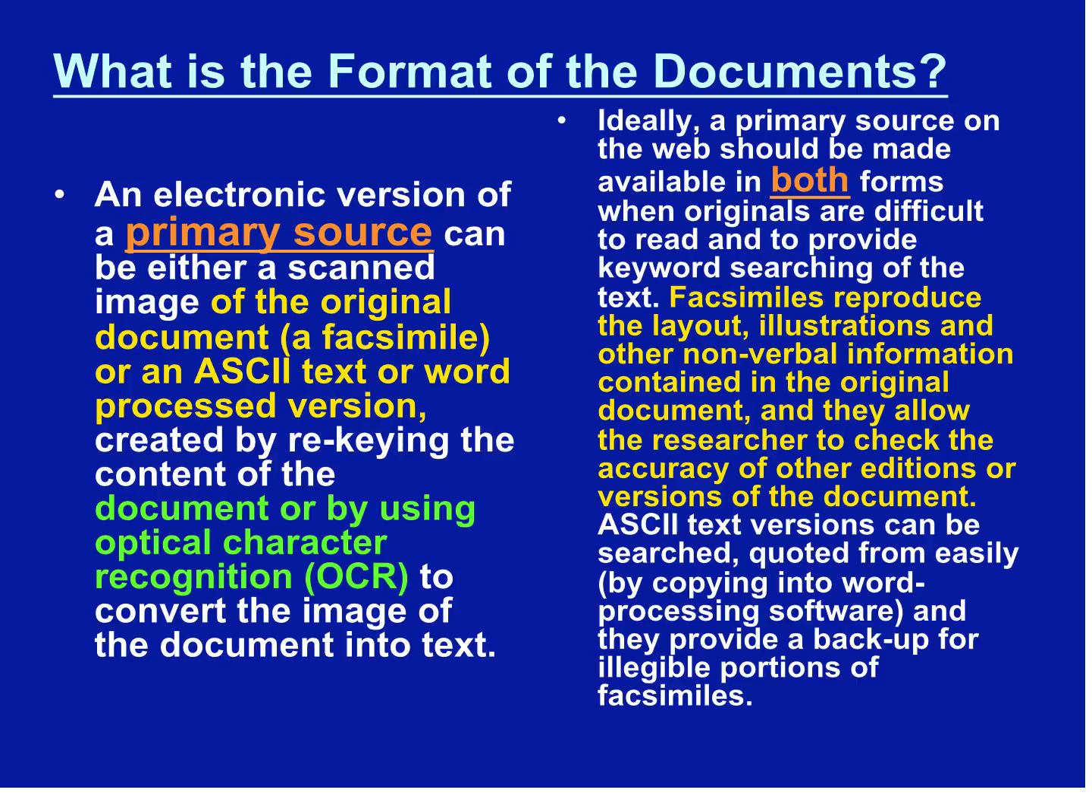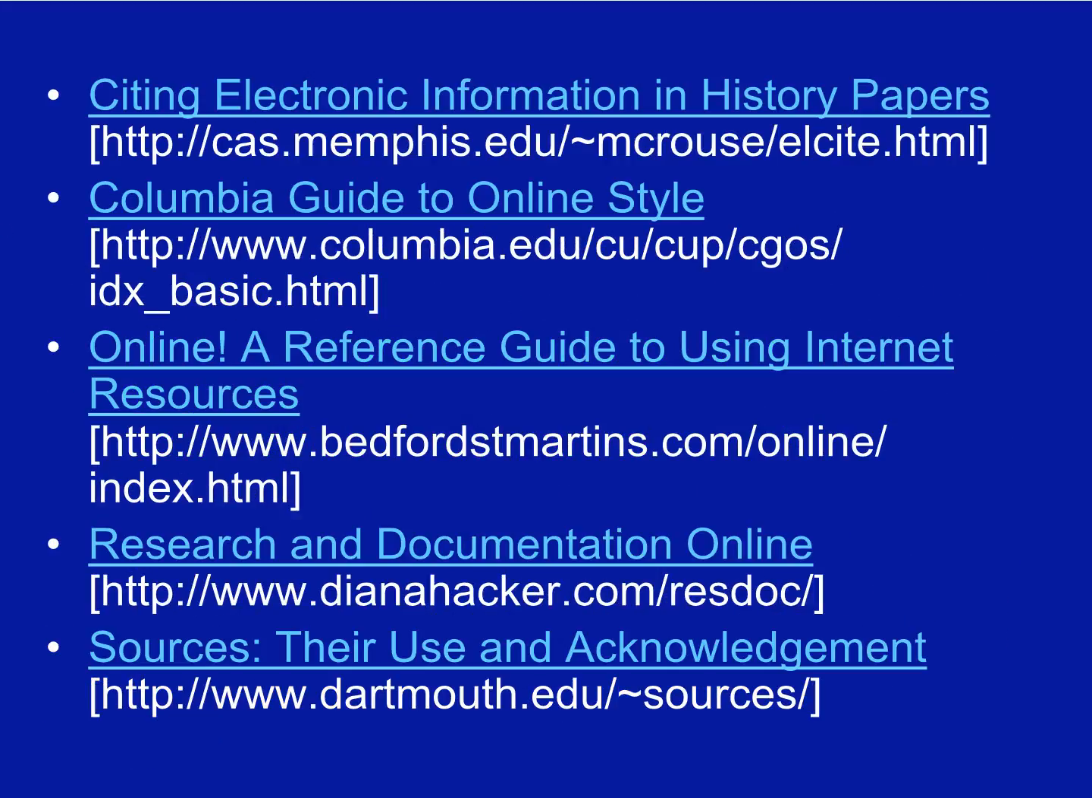ASCII text versions can be searched and quoted from easily by copying with the word processing software, and they provide a backup for illegible portions of facsimiles. And here are some websites that you can go on to find those different primary source documents.